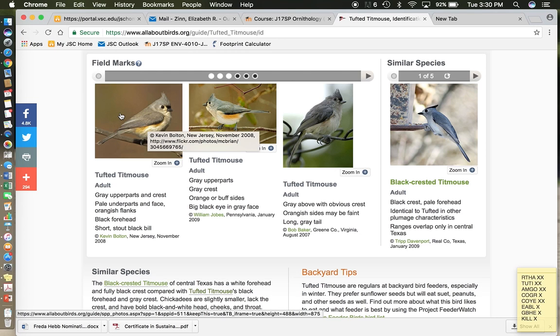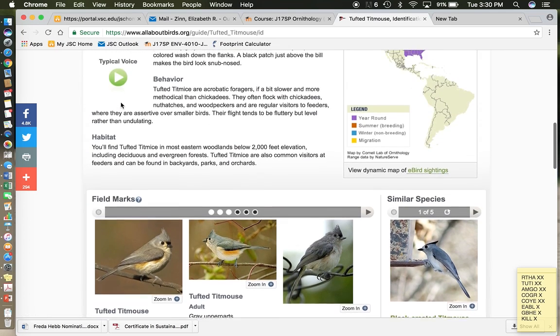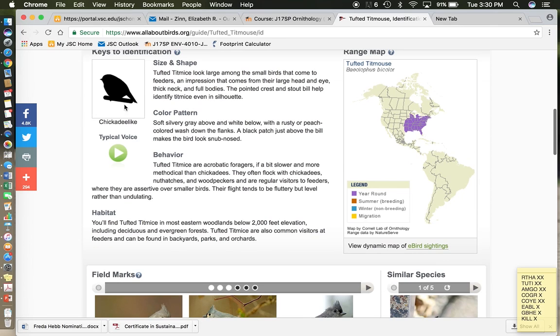You do need to know this one by sound. This one is probably familiar to some of you because it does come to bird feeders quite a bit. The sound is often referred to as if it were saying Peter, Peter, Peter. It's a little hard because it can do that at different speeds. It can be a very fast Peter, Peter, Peter, or it can be a much slower Peter, Peter, Peter. So here it is.